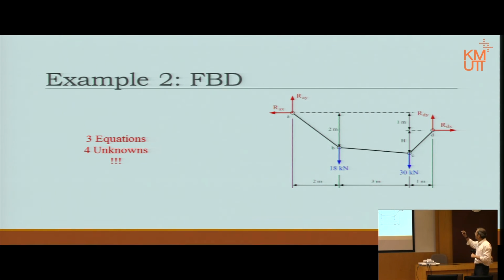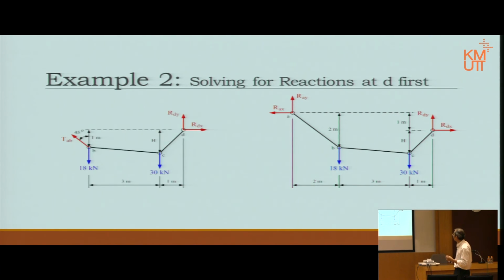We have RAX, RAY, RDX, RDY. 4 unknowns, 3 equations. We don't want to look at joint A for some reason. Okay? Well, so what do we do? Maybe we look at another body altogether. For example, like this. Basically, rather than using joint A, this time I look at 2 bodies. One is from A to D. This is the first body we look at. Then we cut from B, C, and D. Okay, not at joint A.